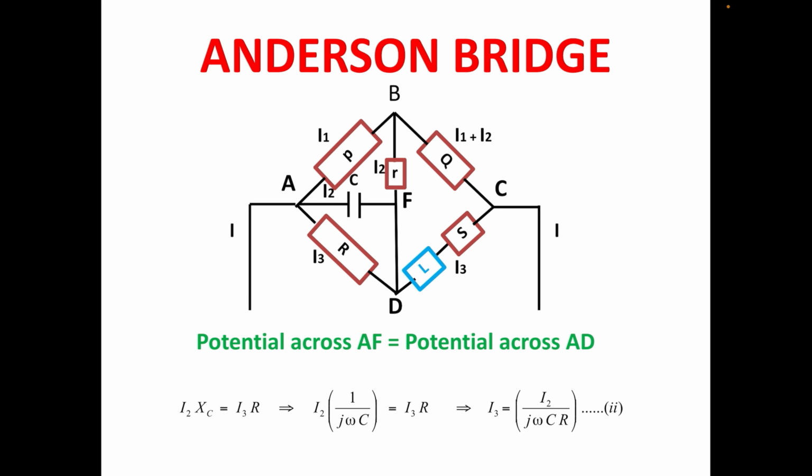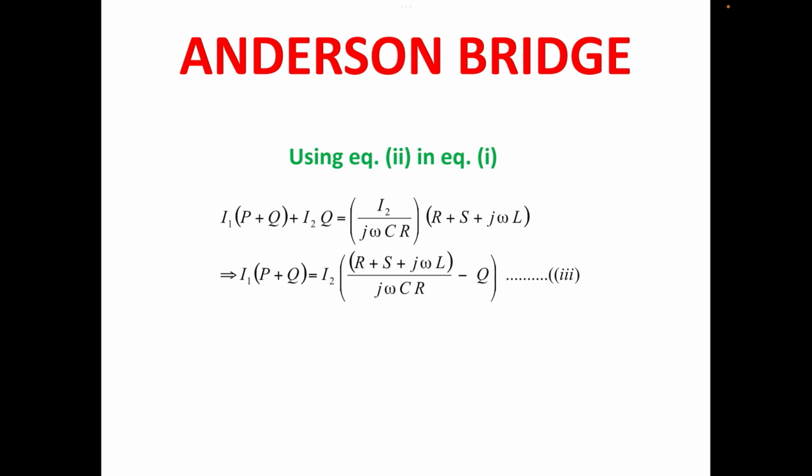Similarly, for zero current through arm FD of the circuit, potential across arm AF must be equal to potential across arm AD. Comparing the potentials across AF with the potential across AD, equation number 2 can be obtained. Here XC is equal to 1 upon j omega C, the capacitive reactance of the capacitor having capacitance C. Substitute the value of I3 from equation number 2 in equation number 1 and obtain equation number 3.